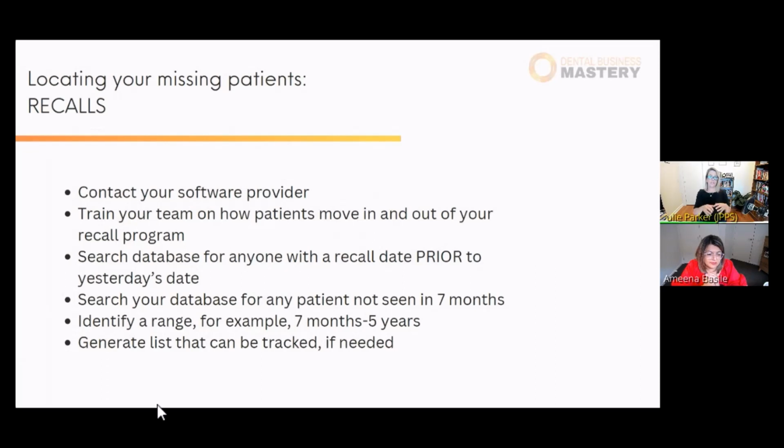The very first step to database discovery of your recalls, Amina and I always suggest you contact your software provider, because they know how to find hidden things better than anybody else. You just tell them exactly what you want to find. We want to find everybody in our database that is not included in our recall program. And you usually want to put a range on that, but we'll talk about that in a second. So certainly contact your software provider and say, this is what I want to find. What's the way of doing it?